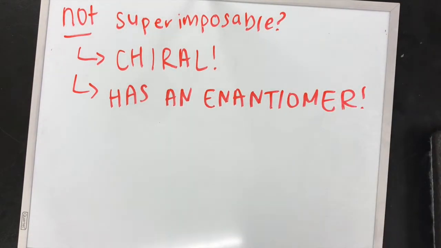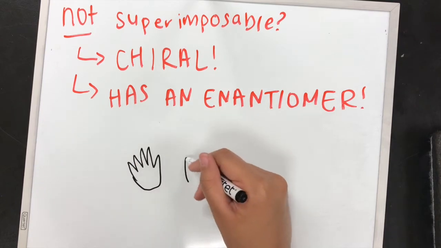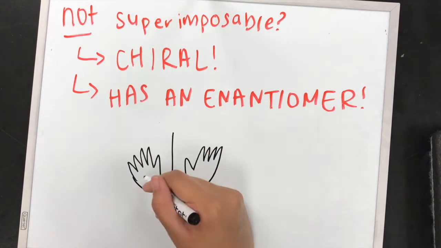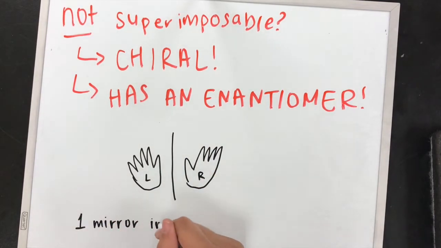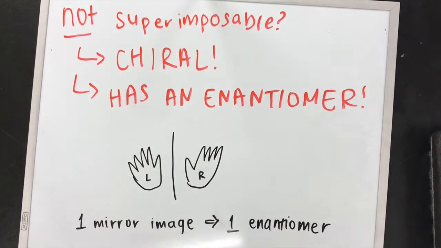2 compounds that are mirror images of each other are called a pair of enantiomers, but only if that compound is chiral. This is much like a pair of gloves, where the left hand and the right hand are mirror images of each other. Compounds can only have 1 enantiomer because a compound obviously can only have 1 mirror image.